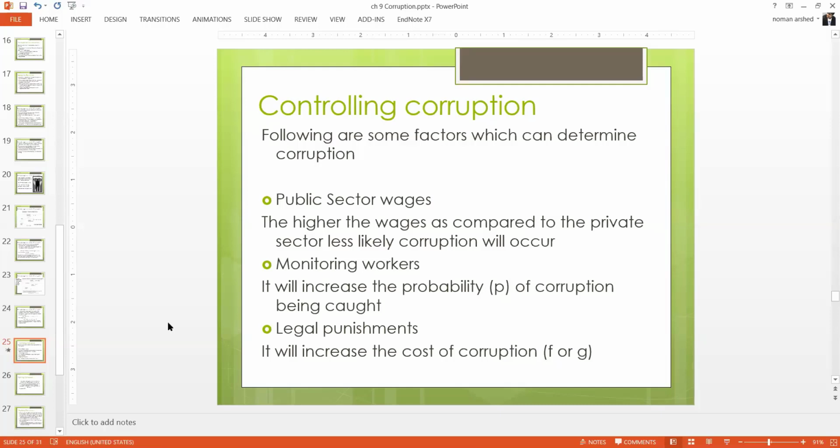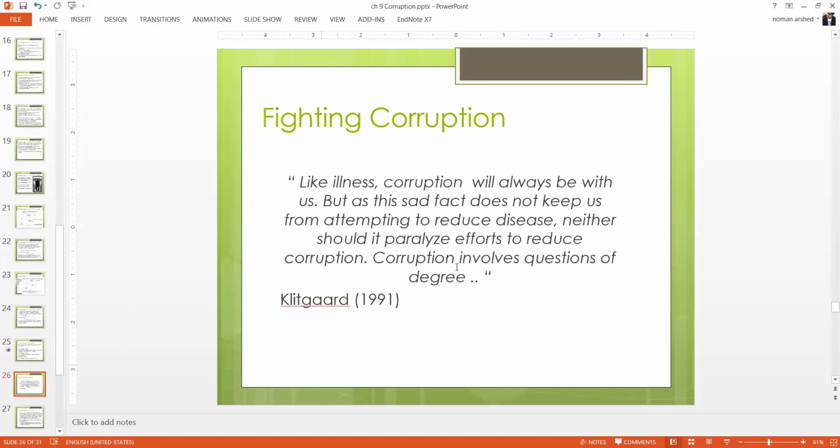Third, legal punishments. If we increase the value of punishment, just like China did, they sentenced everyone who was involved in corruption, so that it deterred every new person from doing corruption. So we need to make sure that the F and G values are very high so that nobody is engaged in corruption. So how do we fight corruption?